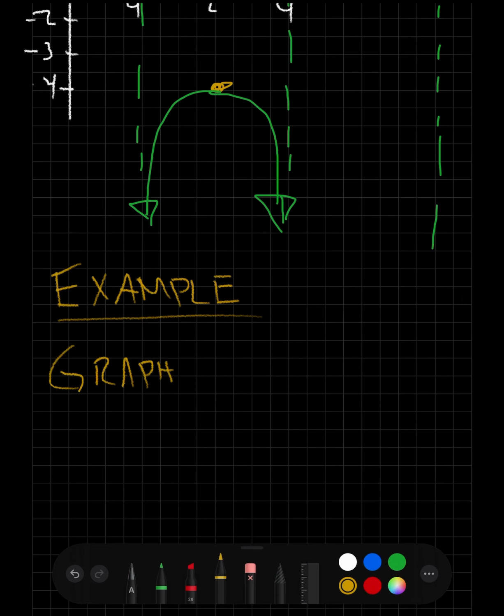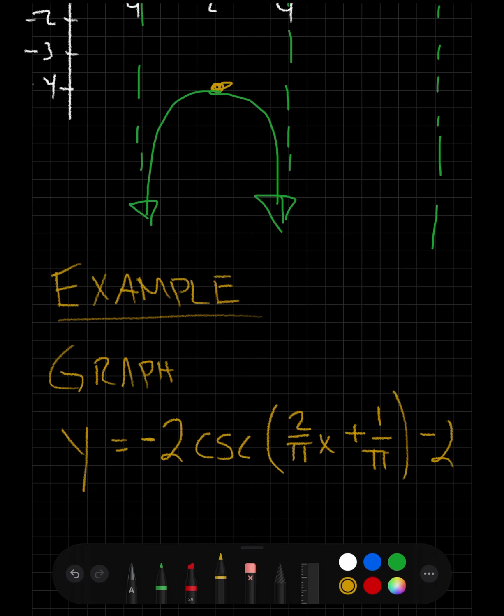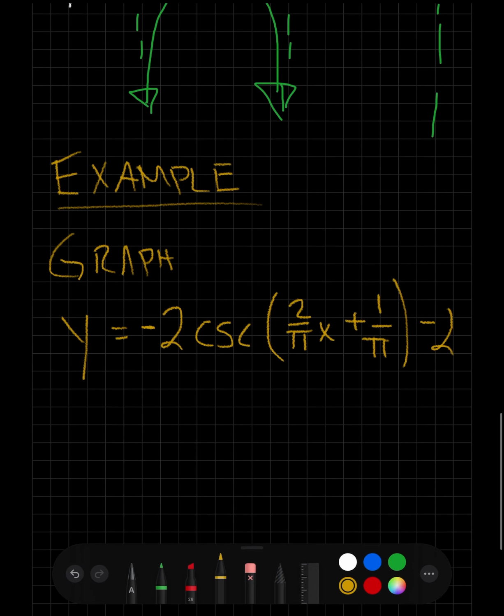So graph the cosecant, graph this here. We're going to do y is equal to -2 times the cosecant of 2 over pi x plus 1 over pi, minus 2.